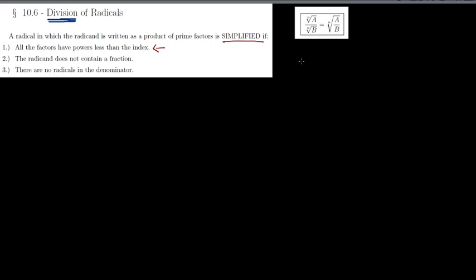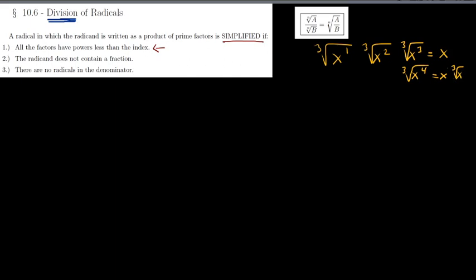In other words, if you have a cube root, you can have x to the power 1. You can have x to the power 2, but what you cannot have is x to the power 3, because we can simplify that as x. Likewise, you cannot have the cube root of x to the 4, because 4 is not less than 3, and you would simplify that as x times the cube root of x. So we did that back in 10.3. So that's the first rule.